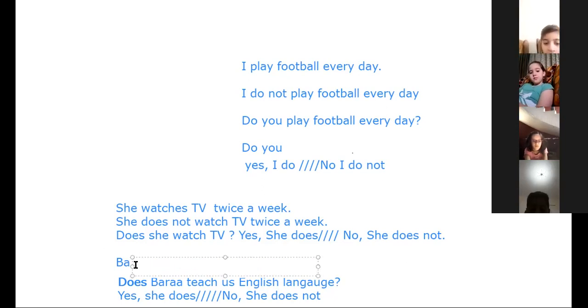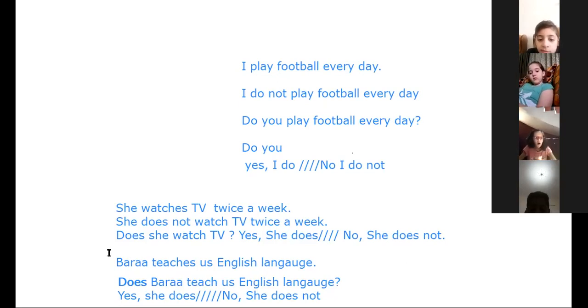Does Baraa teach us English language? Notice we use does at the beginning of the question, then the subject, then the verb. Does, subject, verb. Does Baraa teach us? It's wrong to say does Baraa teaches. Okay, guys?